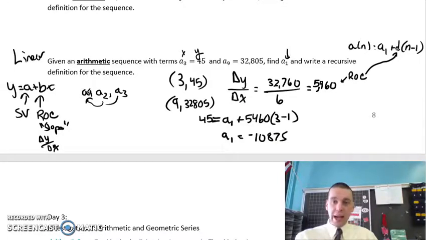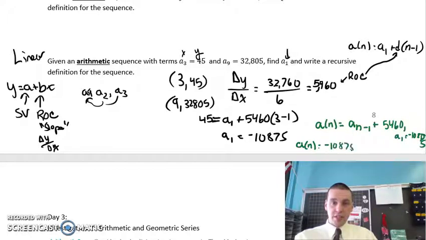And therefore, we now have our difference and we now have our A1, so we can write our recursive definition for the sequence as A sub n equaling A sub n minus 1 next equals now plus 5,460, comma, A1 equaling negative 10,875. And if we needed to, we can write our function formula as negative 10,875 plus 5,460 times n.